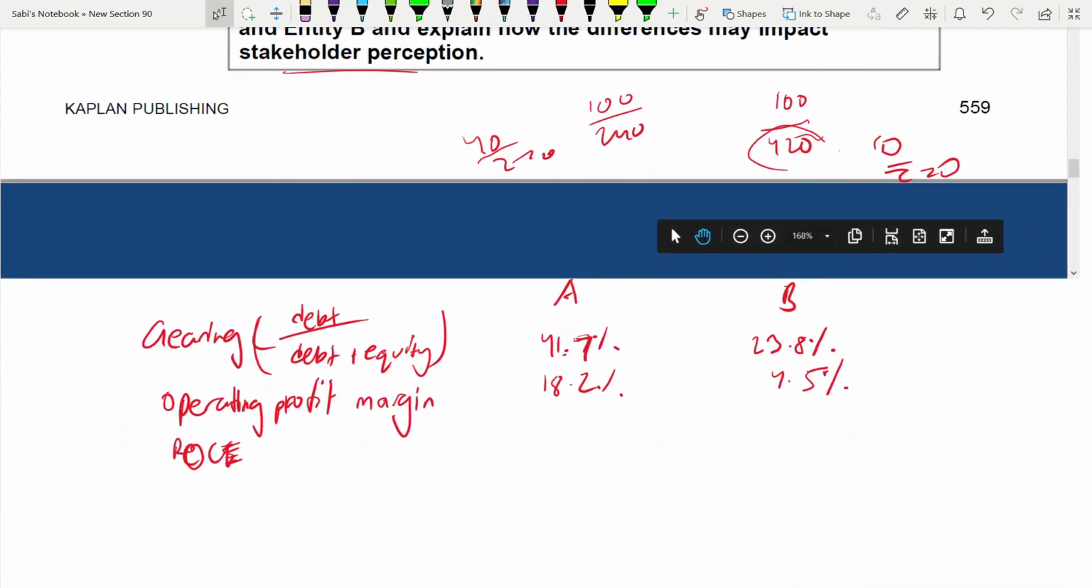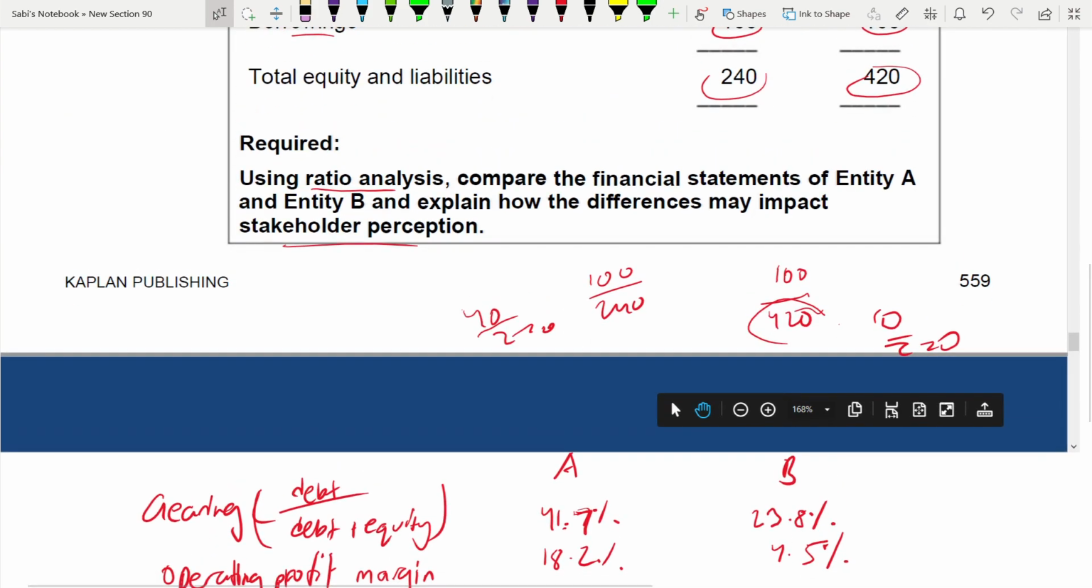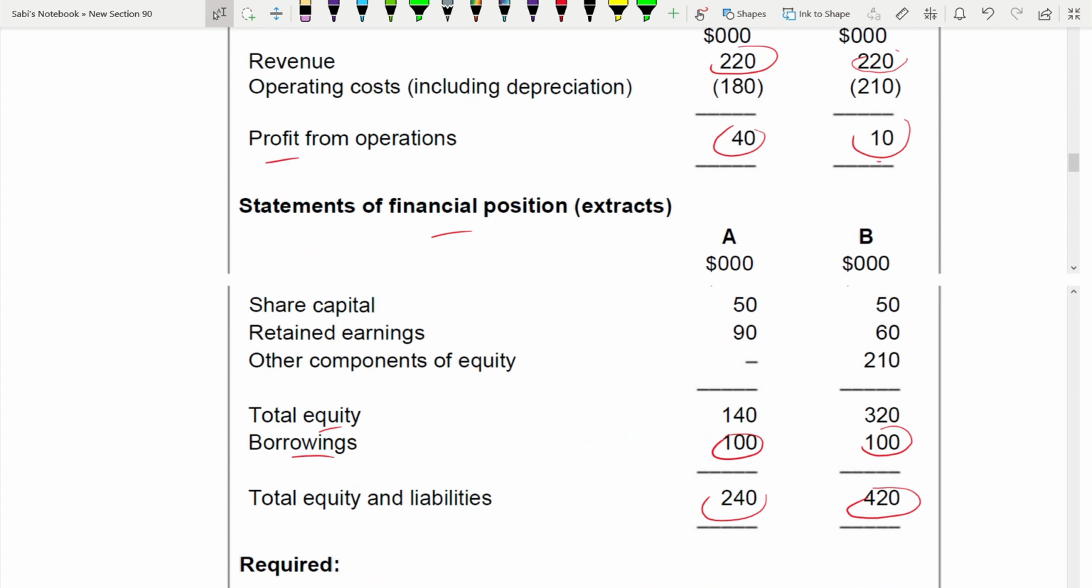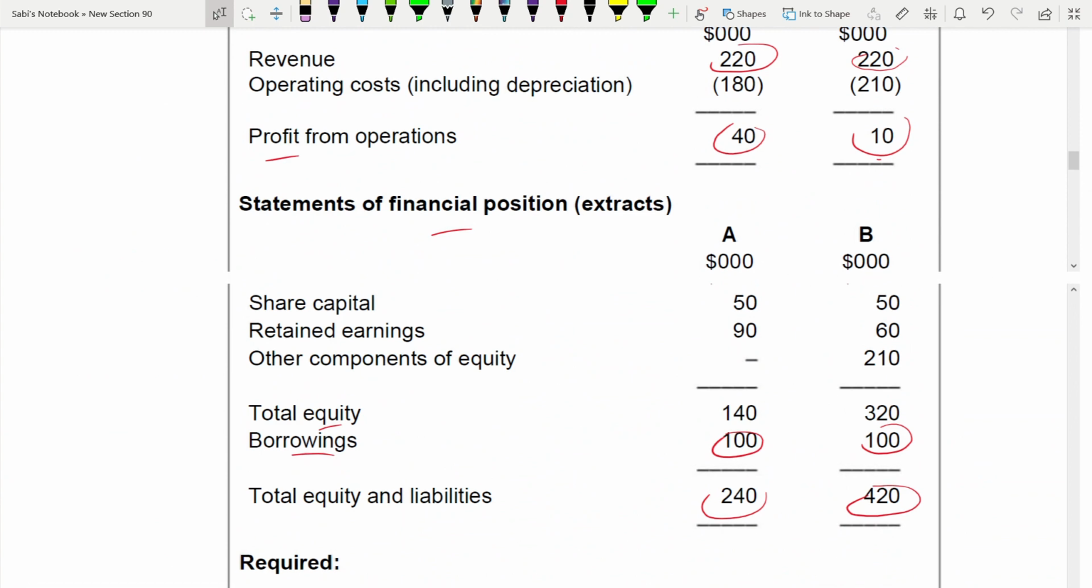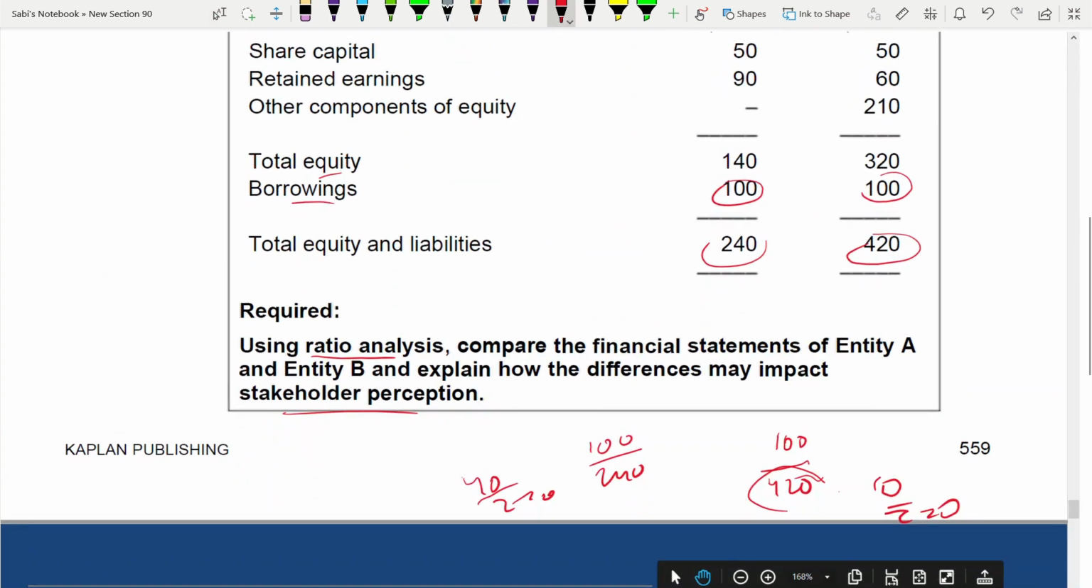Return on capital employed. This is your operating profit divided by capital employed. Your operating profit is already given, 40 and 10. So 40 is your operating profit, and capital employed could be 240. So let's do it, which is 16.7%.